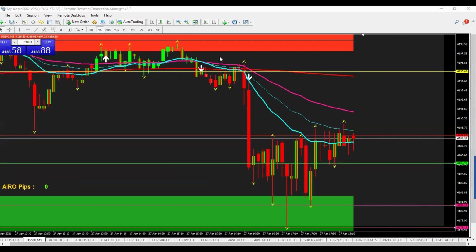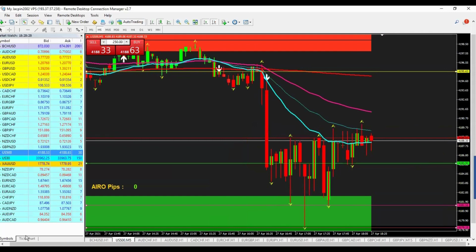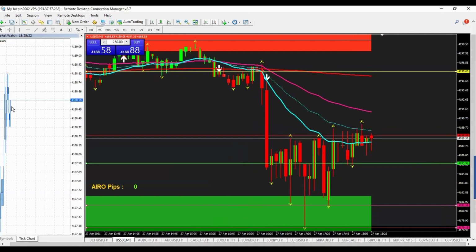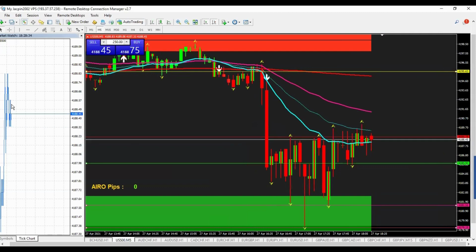A tick is, instead of it going by a candle, you go by ticks. So for instance, let me see if I can show you on your market watch. Here's your tick chart right here. See how price goes up and down? That's one way to actually go back.